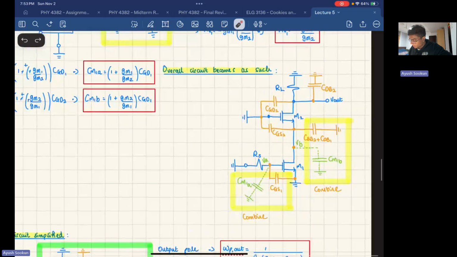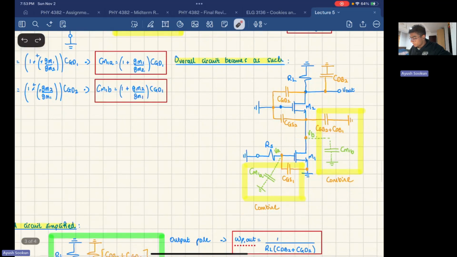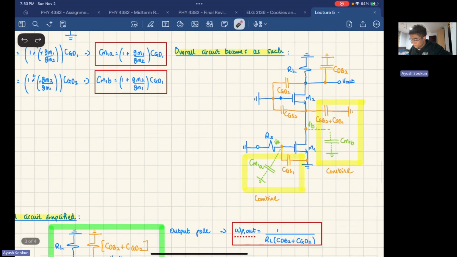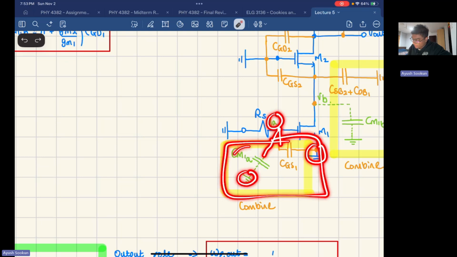So here, my circuit becomes as such. All right, if you look at the situation here, you will see that we have even more stuff that can combine. All right, so if you look over here, this is VA for both, and both of them are connected to ground, so you can combine these two. By combine, you add these two, and you have only 1 capacitor right here.